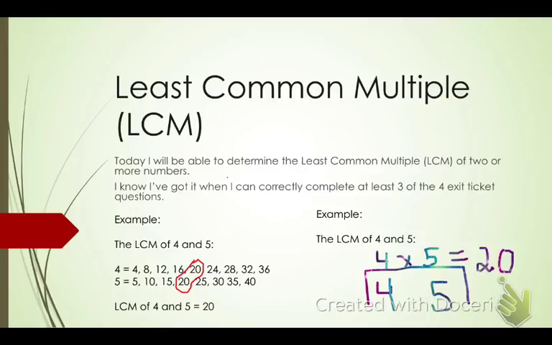I'll know you've got it when you can correctly complete at least 3 of the 4 exit ticket questions. And so what that looks like is there are 2 different examples here on this page, and it doesn't matter. I'm going to show you 2 different ways to find the least common multiple, and so either way that you use is correct. Okay, so you just need to find out what works best for you. Alright, here we go.